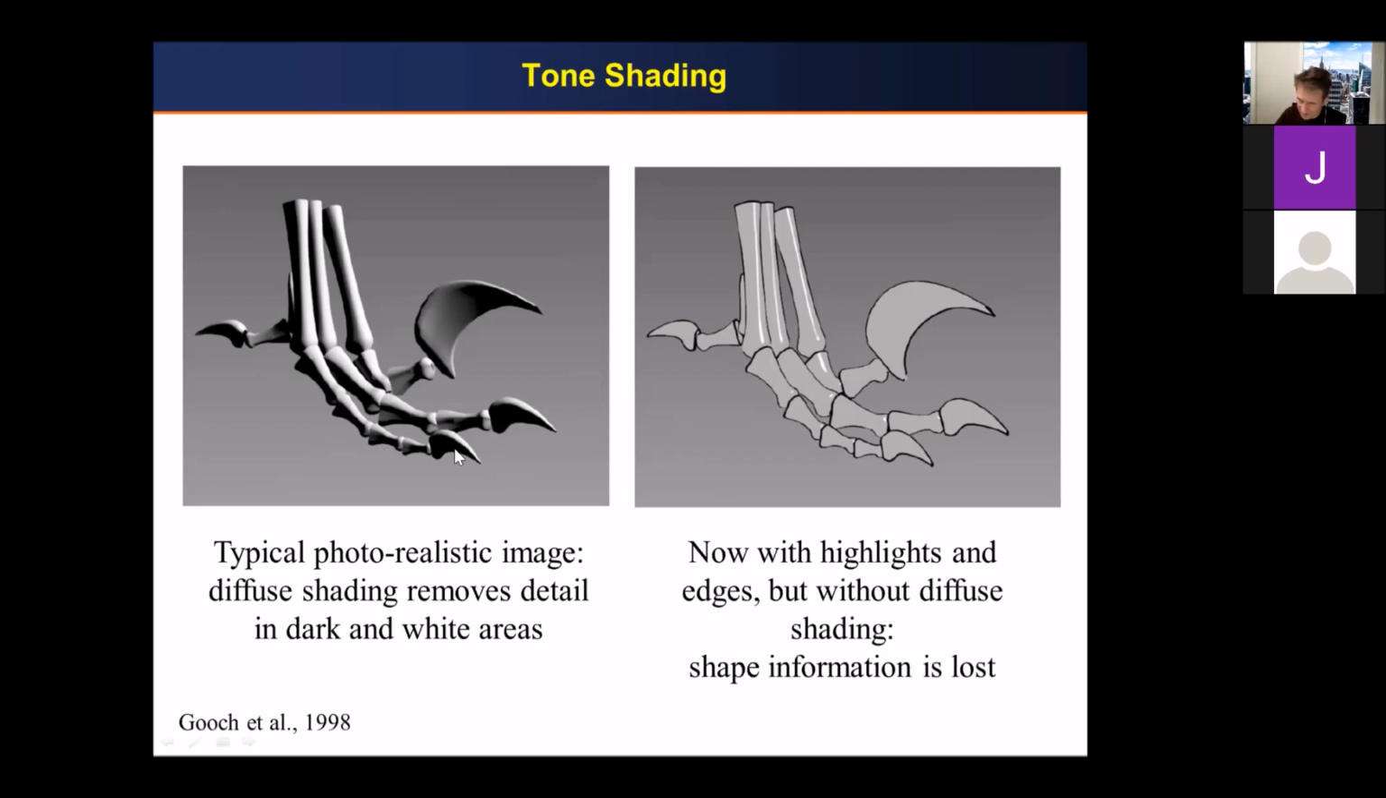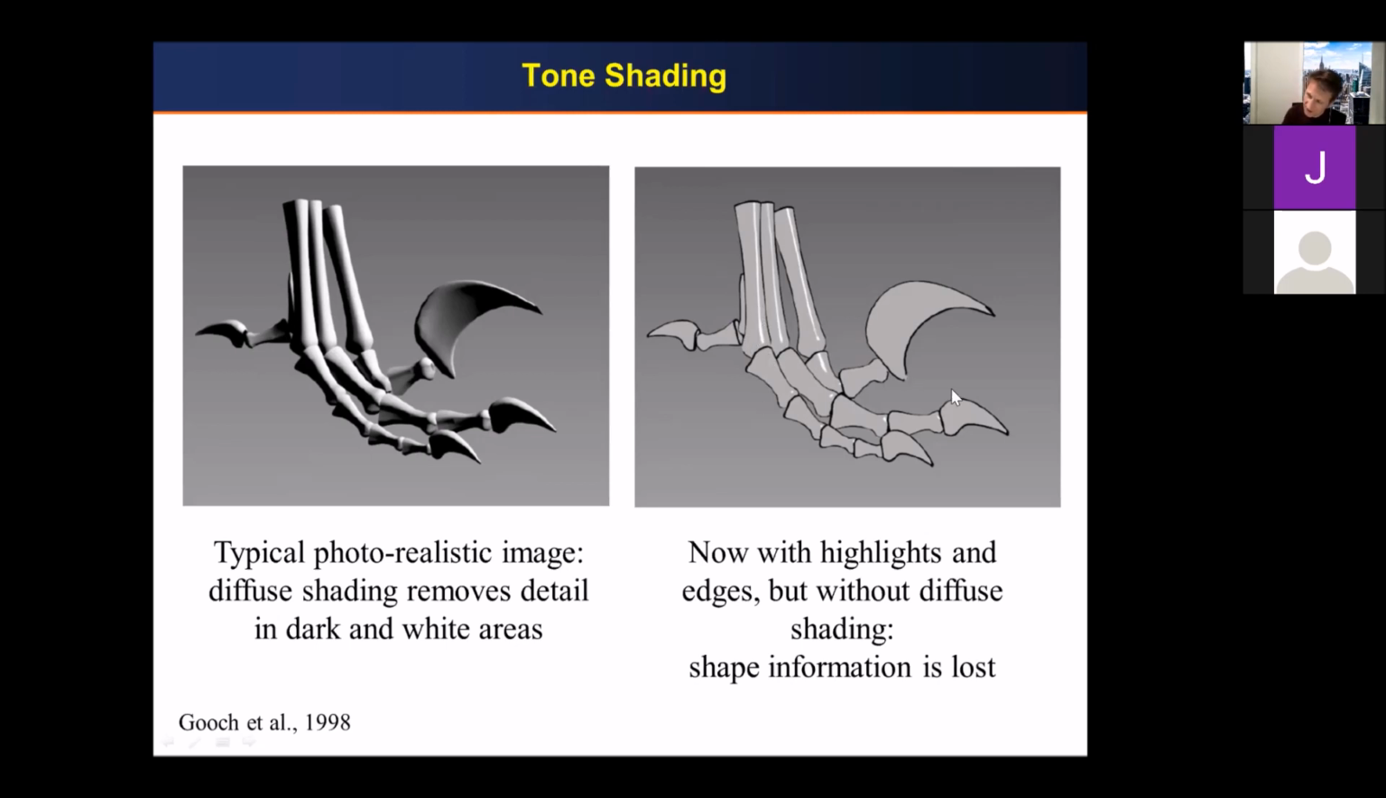So instead, what they did is remove the diffuse shading. If you don't like what the diffuse shading does, why not remove it? So here it is without the diffuse shading. Now nothing's in the dark anymore. You add some edge effects, you highlight the edges, and also keep the specular highlights.